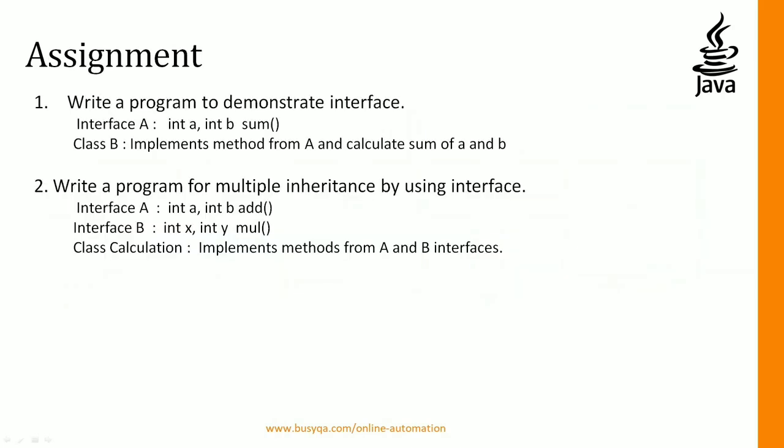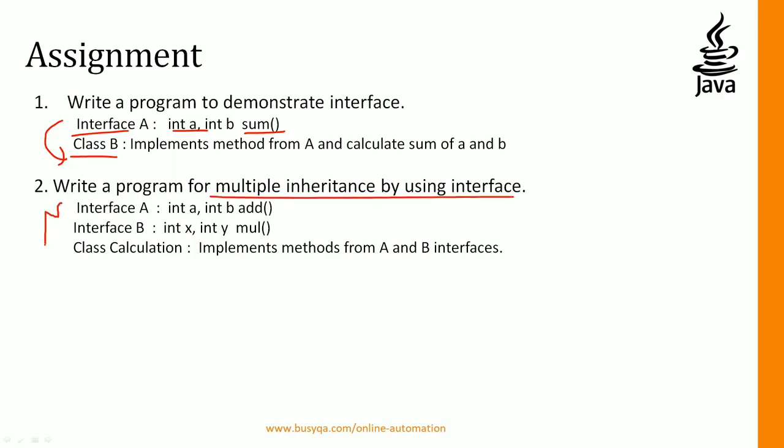Tomorrow we'll see the next concept, and I have an assignment here, which again belongs to interfaces. Write a program to demonstrate an interface. Create one interface A which contains two variables and a method, and create one more class which will implement this interface, and implement the method body in the class. And the second one, write a program for multiple inheritance by using an interface.